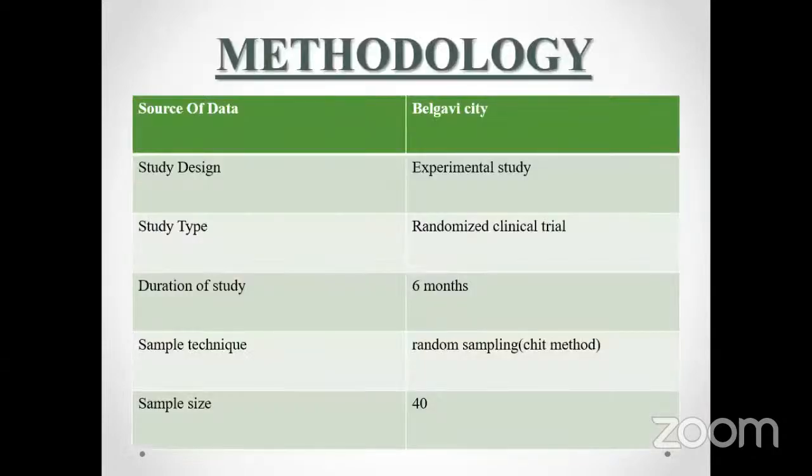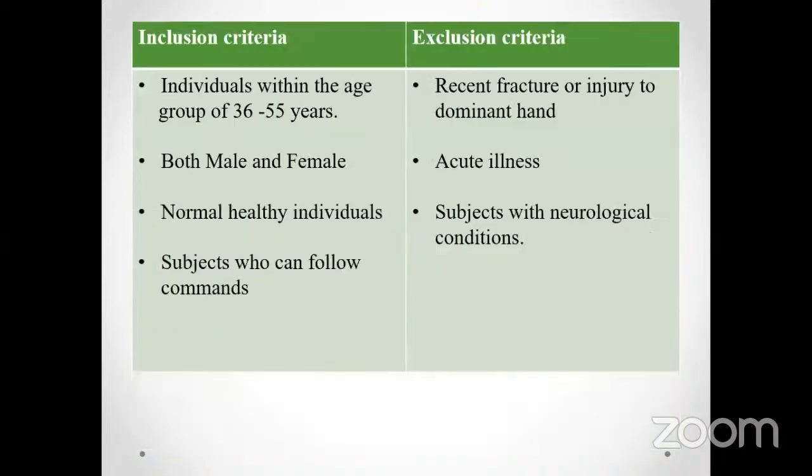Coming to the methodology, the study design was experimental. The study type was a randomized clinical trial. The duration of the study was 6 months. The sampling technique was the chit method, random sampling, and the sample size was about 40. The inclusion criteria were a middle-aged population ranging from 36 to 55 years. Both genders were considered, and the population was normal and healthy.